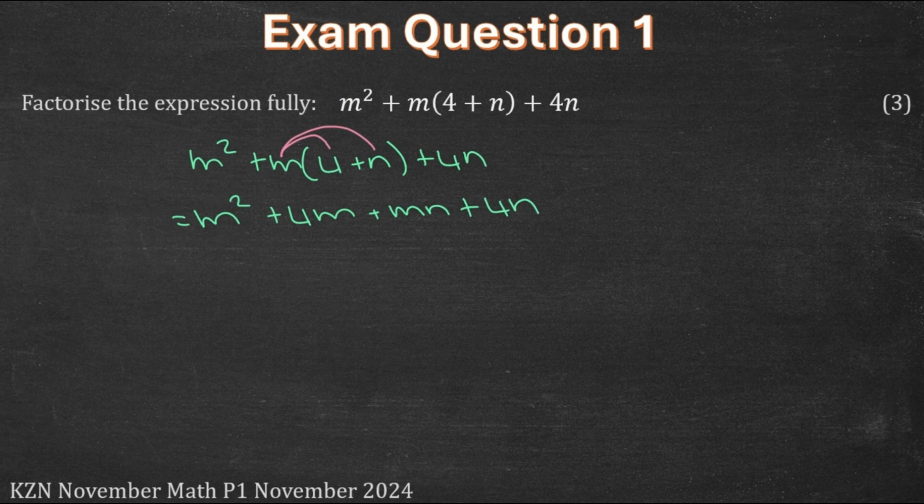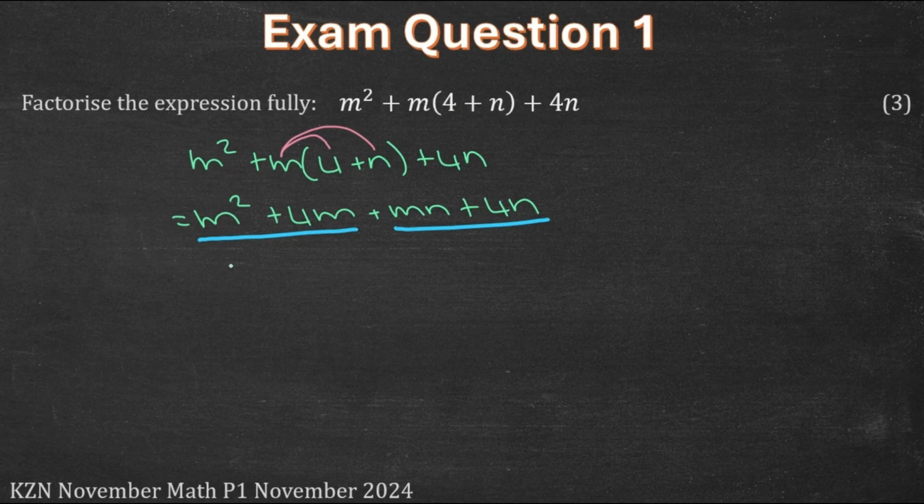Now have a look at this expression. It has 4 terms, and whenever we have 4 terms, one of the methods we should think about is factorizing by grouping. So I'm going to try and group these 2 terms together and these 2 terms together, take out an HCF out of each group and see if we end up with a common bracket.